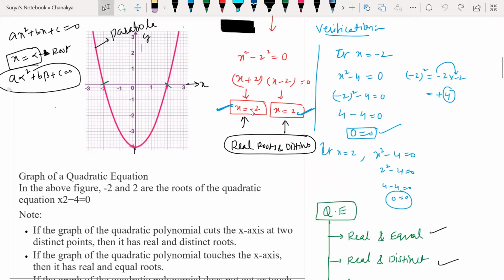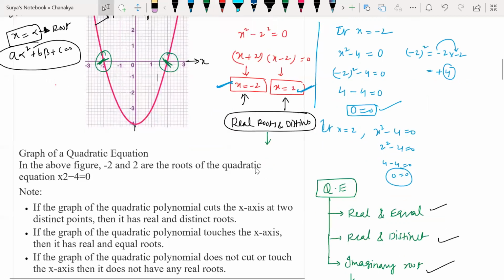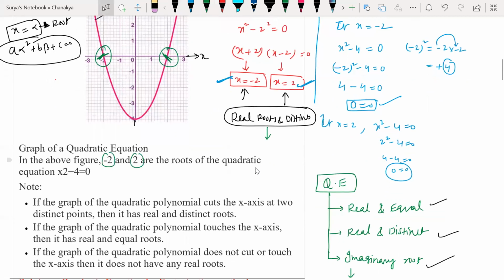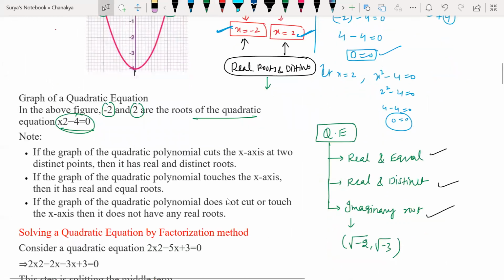When you are getting distinct roots, beta, what happens? This parabola is cutting the x-axis or not? Look at this. It is cutting at one point and at another point. The parabola is cutting the x-axis at two distinct points, which is nothing but here and here it is cutting. Cutting is nothing but it is intersecting the x-axis. Okay, that is what he has given. Look at this here. -2 and 2 are the roots of the quadratic equation x square minus 4 is equal to 0. Note, very, very important note.